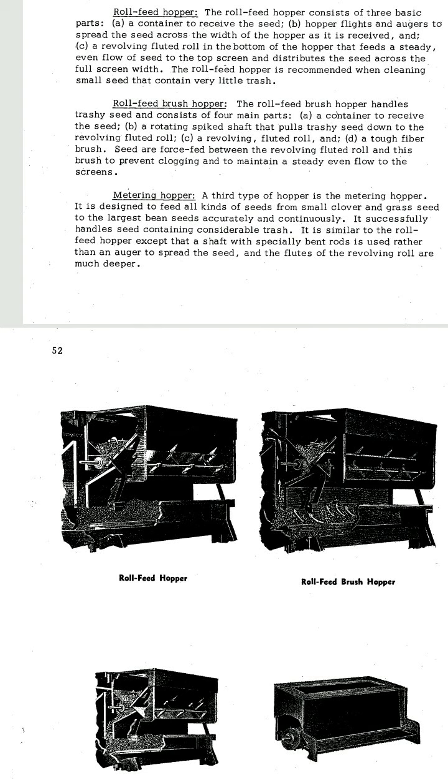The third type of hopper is the metering hopper. It is designed to feed all kinds of seed, from small clover and grass seed to the largest bean seeds, accurately and continuously. It successfully handles seed containing considerable trash. It is similar to the roll feed hopper, except that a shaft with specially bent rods is used rather than an auger to spread the seed, and the flutes of the revolving roll are much deeper. So these are figures of the roll feed hopper, roll feed brush hopper, then corn hopper, and then cotton seed hopper.